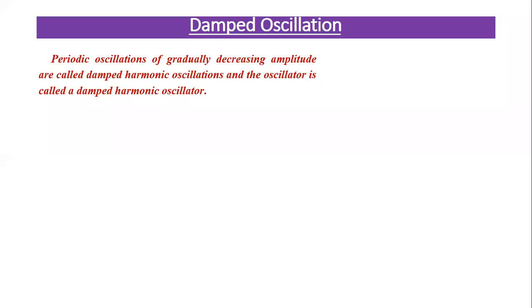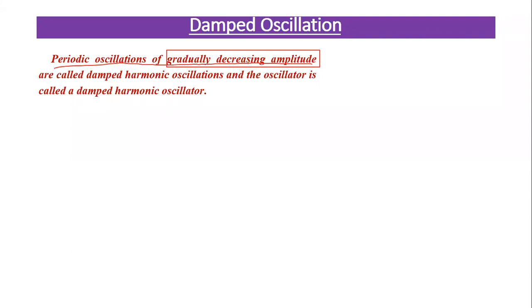Periodic oscillations of gradually decreasing amplitude. This word is very important. Gradually decreasing amplitude oscillations are called damped harmonic oscillation, and that oscillator is called a damped harmonic oscillator.